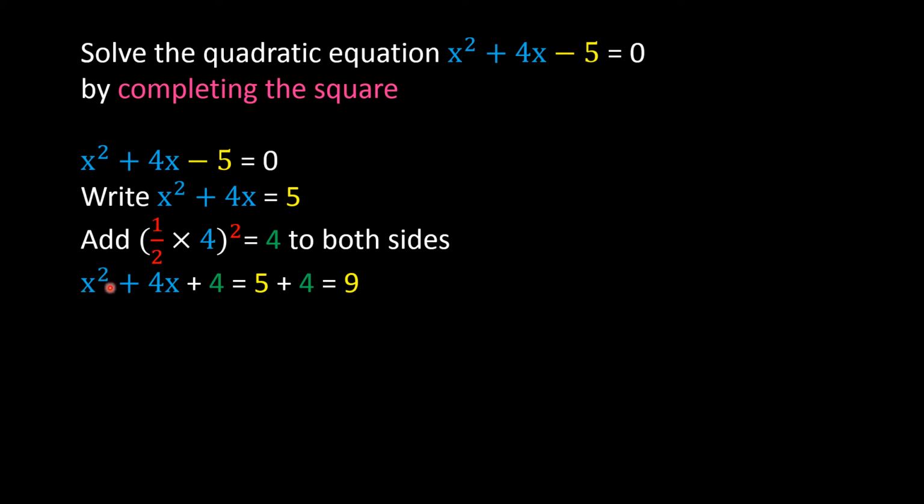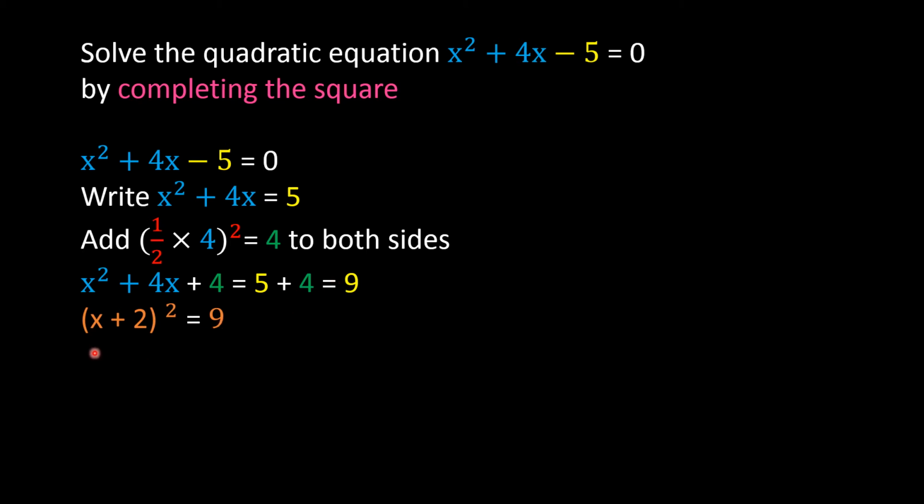Now x squared plus 4x plus 4 is a perfect squared quadratic polynomial because the first term is a perfect squared term and the third term 4 is also a perfect squared term. We will write its factors as x plus 2 whole squared, where x is square root of x squared, 2 is square root of 4, so x plus 2 whole square equals 9.